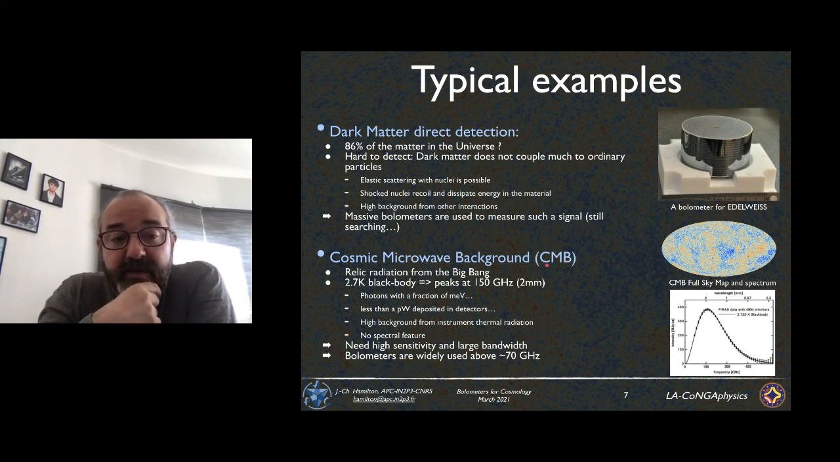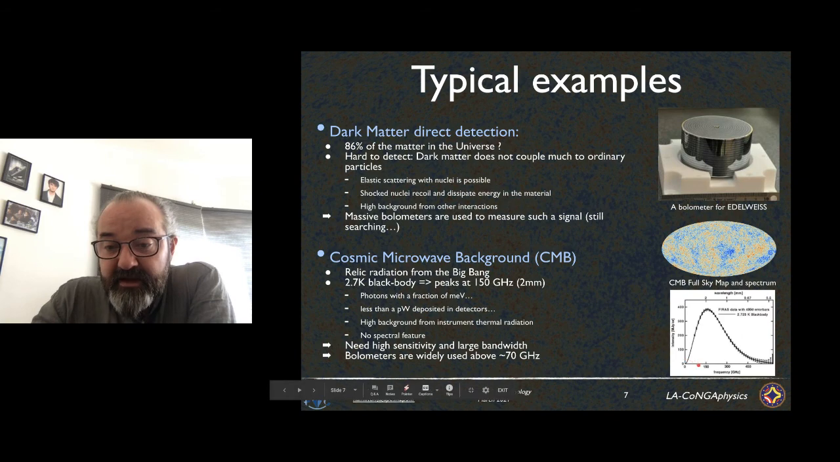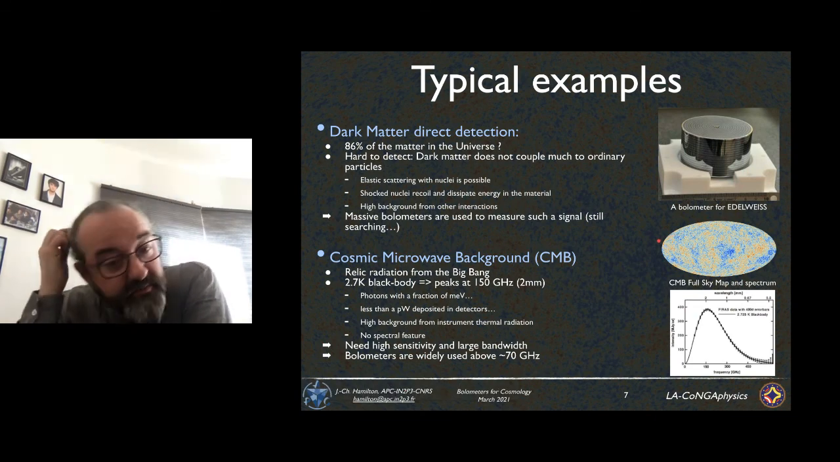The second type of bolometers are used for CMB observation. The CMB is a relic radiation from the Big Bang, emitted about 400,000 years after the Big Bang, and it appears to us as a black body at 2.7 Kelvin. You can see the spectrum here, which peaks at 150 gigahertz, about 2 millimeters, and that's a map of the fluctuations of the CMB that we are measuring and from which we extract a lot of information in cosmology.